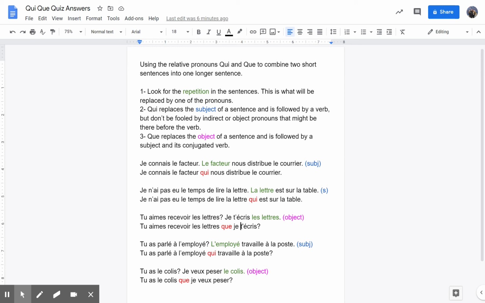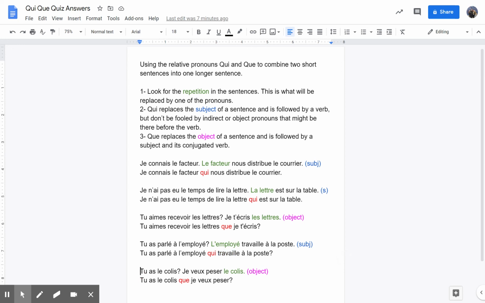Numéro 4. Tu as parlé à l'employé, l'employé travaille à la poste. Where's my repetition? L'employé, right? So I have to replace one of them. Here, l'employé is a subject. So I know I'm going to use qui. I'm going to replace this subject of the second sentence with qui, and then qui is going to serve as the subject of the second phrase, the second clause in the sentence. Tu as parlé à l'employé qui travaille à la poste. Here I have qui plus a verb, and the verb is conjugated for qui.